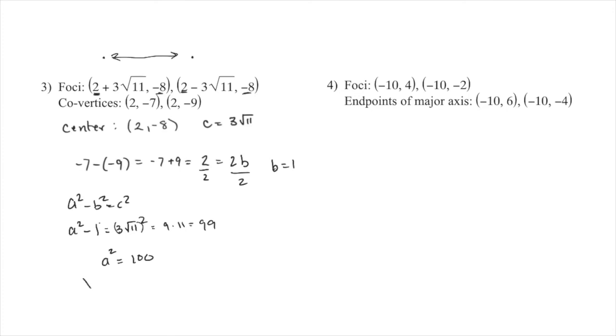So we're going to need the general equation (x minus h) squared over a squared, because the major axis runs like the x-axis. And we're going to have (y minus k) squared over b squared equals 1. Let's plug everything in. We're going to have (x minus 2) squared divided by a squared, which is 100, then plus (y minus k), which is negative 8, squared, divided by b squared, which is just 1, equal to 1.